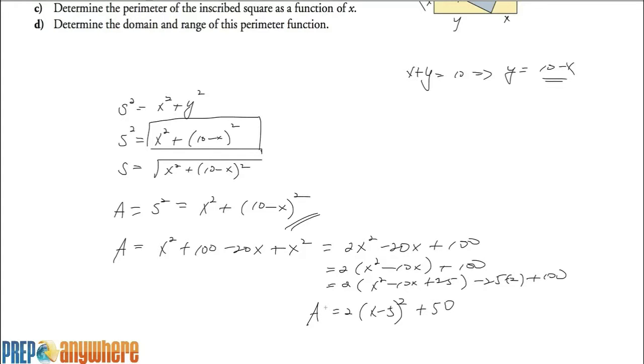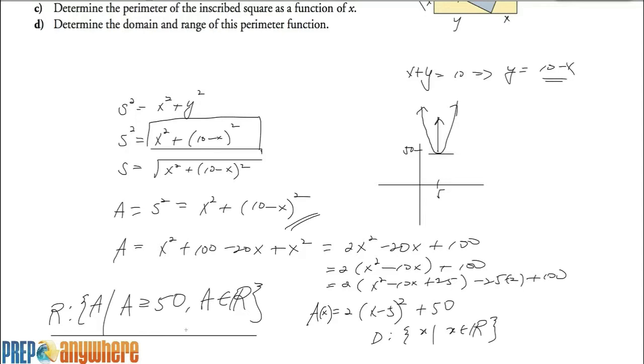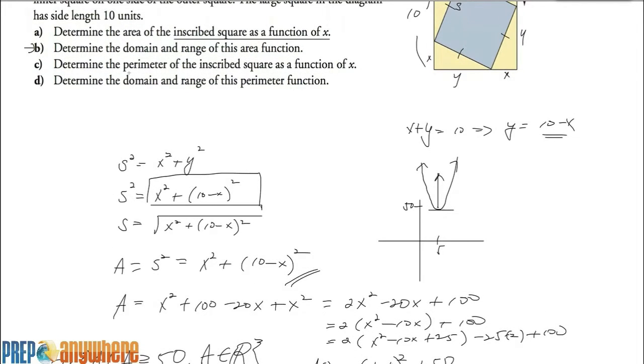It's a parabola. So for the domain, a parabola looks like this, and this one in particular has its vertex at 5 and 50. Roughly looks like this. So x is everything. The range, however, is only starting from 50 and up. So it's not y, in this case it's the area. The area is greater than or equal to 50. Area can belong to the set of all real numbers greater than or equal to 50. That's the range. And this is part B.